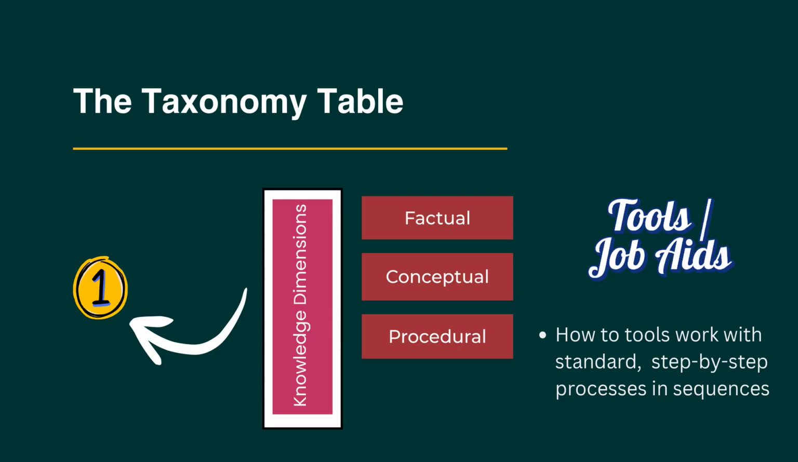After factual knowledge, where we identify terminology and elements, and conceptual knowledge, where we understand relationships and principles, the next step is procedural knowledge. Procedural knowledge focuses on how a tool works through standards, step-by-step processes, and sequences. At this level, learners not only know what the parts are and how they connect, but they can also follow a specific procedure to complete a task or operate the tool correctly. This dimension is critical for moving from theory into practice, because it ensures learners are able to apply knowledge in a structured and repeatable way.